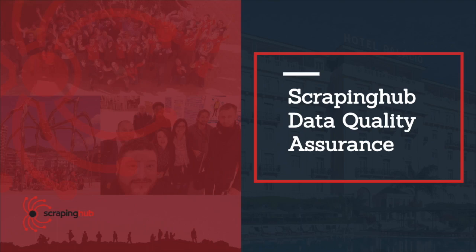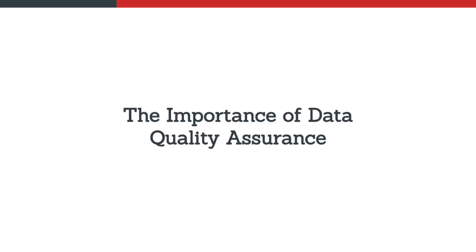Welcome to this presentation on Scraping Hub's data quality assurance process. Consistently getting high-quality data from the web is critical to the success of any web data extraction project, particularly when processing the web at scale or extracting mission-critical data where accuracy is paramount. Data quality can be the difference between a project getting discontinued or it giving your business a huge competitive edge in a market.